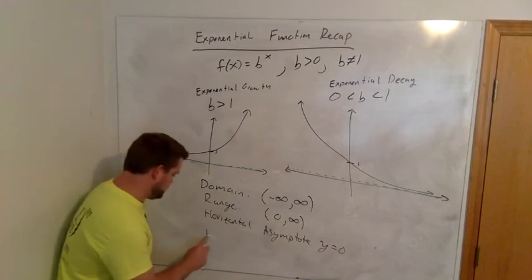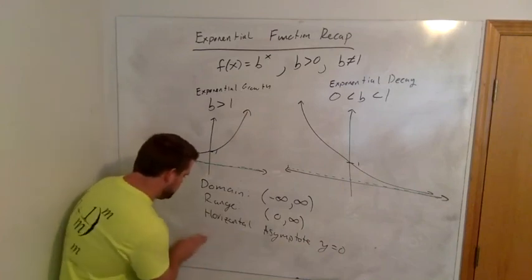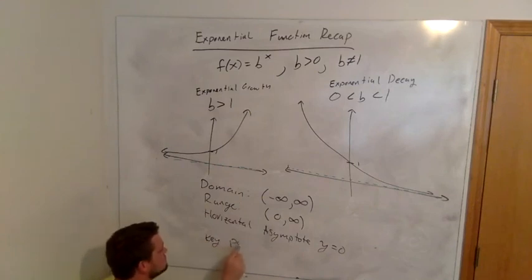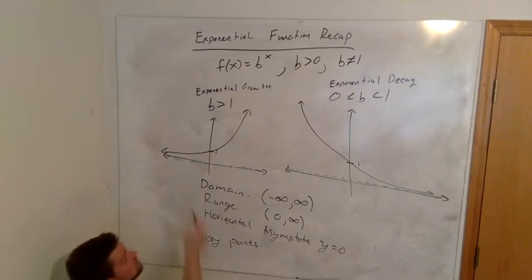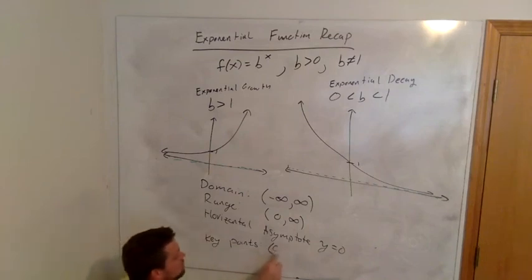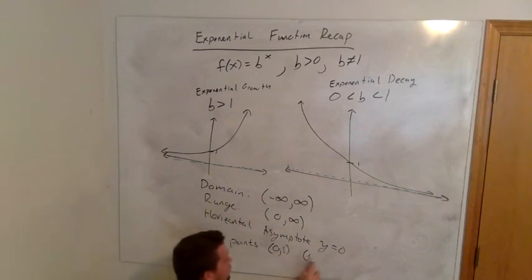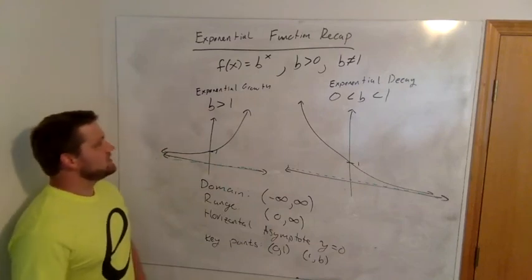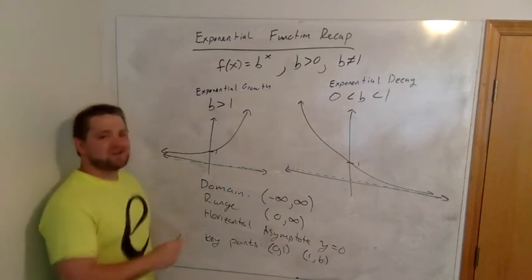Key points. The key points on any exponential of the form b to the x: if you plug in 0, you're always going to get an output of 1. And if you plug in 1, you're always going to get an output of b. So here we are. These are the key things that we need to remember about exponential functions.